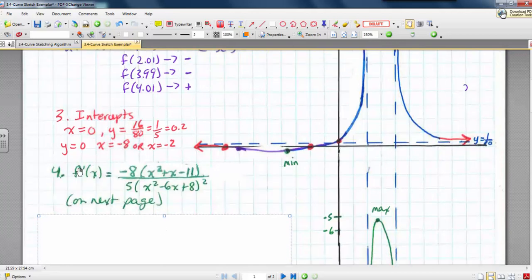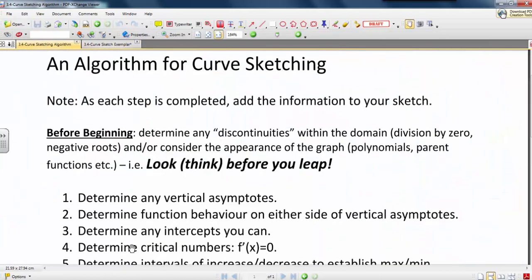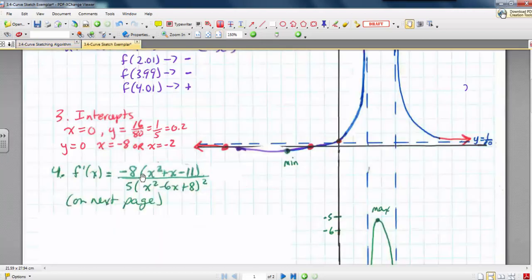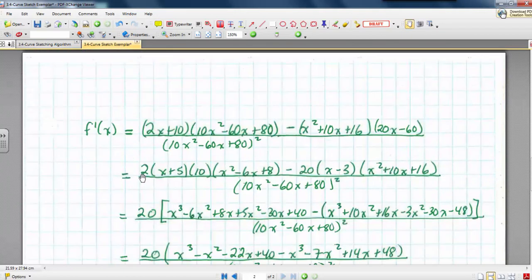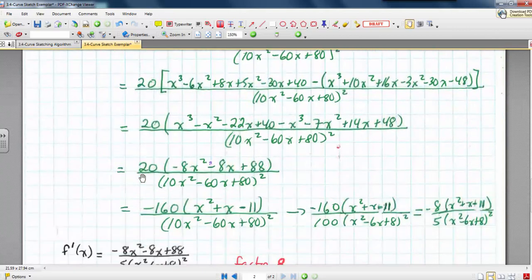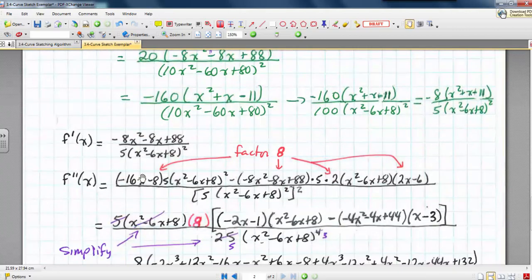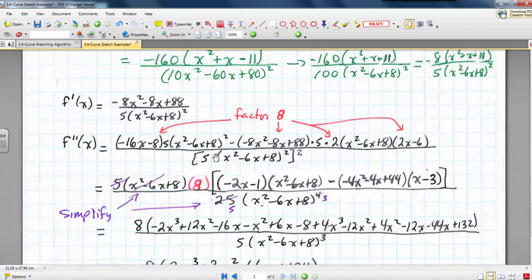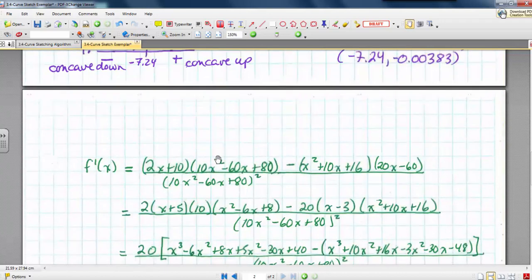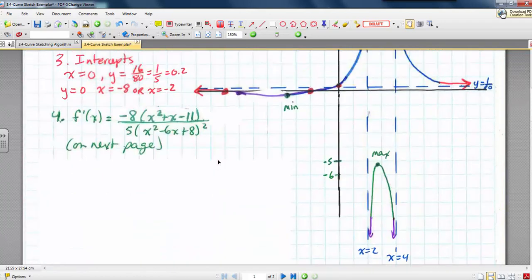Part 4 says find the derivative, then find the critical numbers by determining when the derivative is equal to 0. This is my derivative. The solution for that is over here. It's fairly lengthy, so I just put it on the second page. Similarly, the second derivative is on the second page as well, so you can check those if and when you want to.